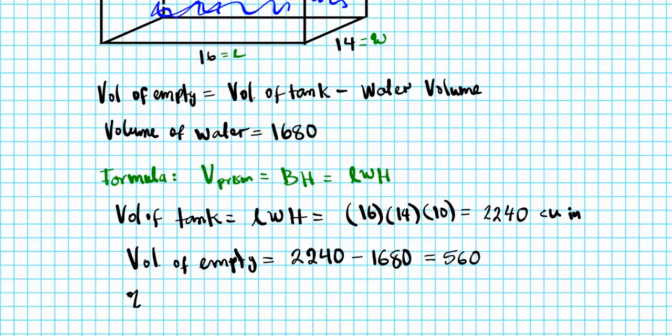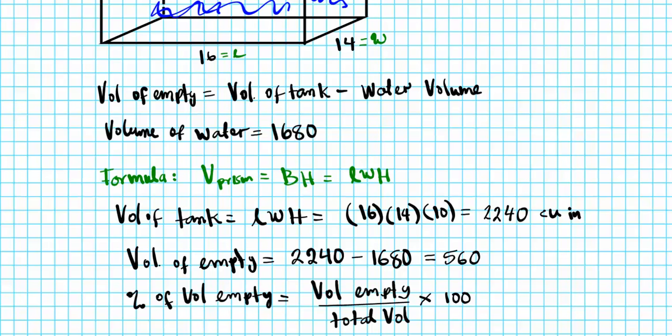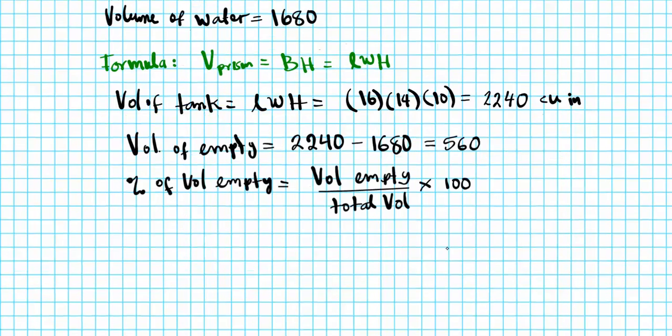So percent of volume empty is simply going to be volume empty divided by total volume. So this is part empty. This is whole, the entire volume. This will give us the answer in decimal form, but we have to multiply by 100 to convert it into percent.